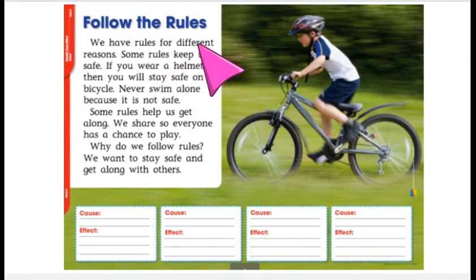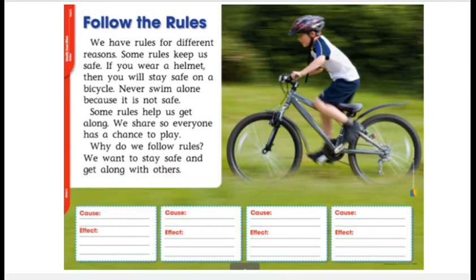We have rules for different reasons. Some rules keep us safe. If you wear a helmet, then you will stay safe on a bicycle. Never swim alone because it is not safe. Some rules help us get along. We share so everyone has a chance to play. Why do we follow rules? We want to stay safe and get along with others.